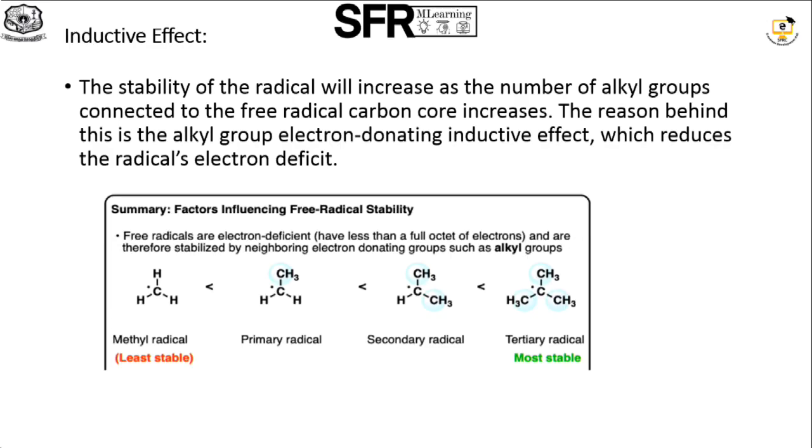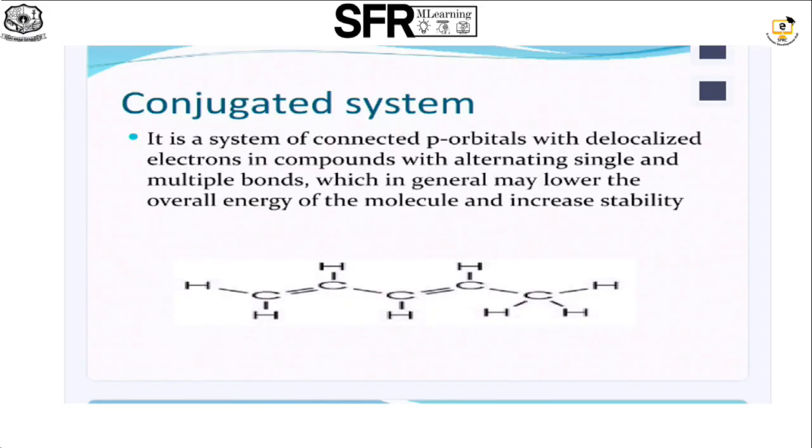The primary and secondary free radicals are in between, because as the number of alkyl groups connected to the free radical increases, the inductive effect increases and that reduces the radical's electron deficit. So the tertiary free radical is more stable than secondary and primary. Comparing the primary and methyl, the methyl free radical is less stable.